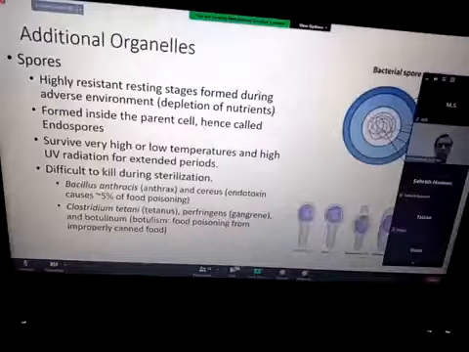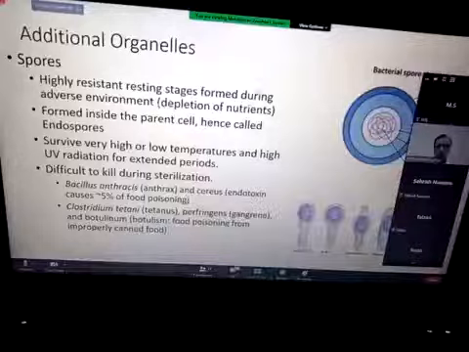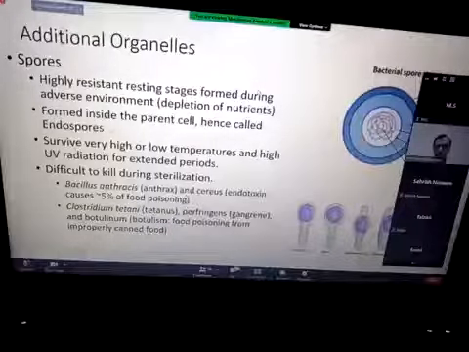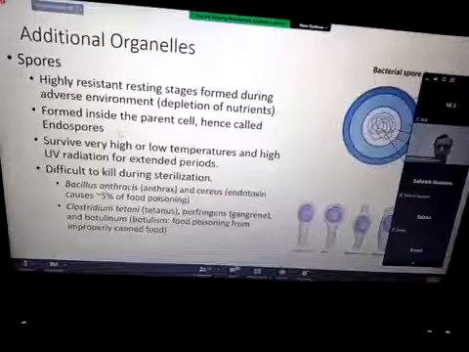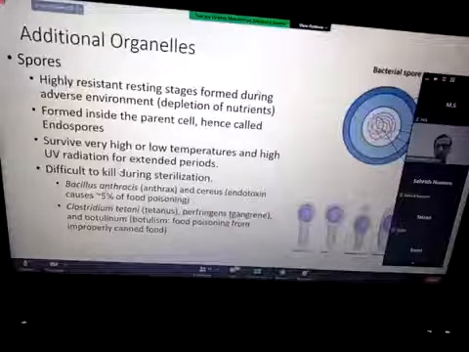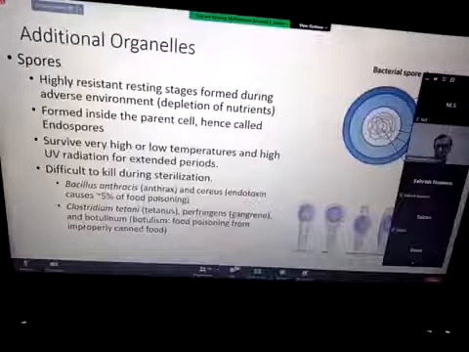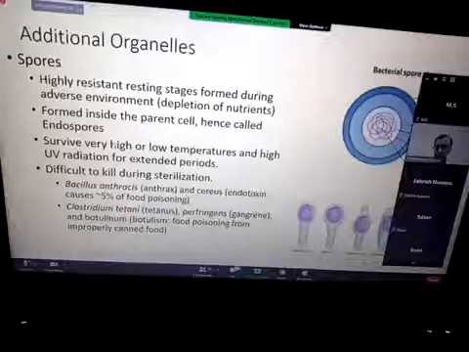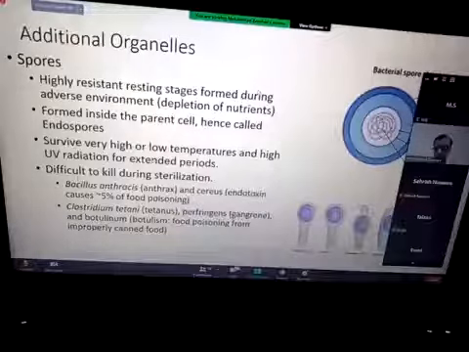Spores are usually highly resistant resting stages formed during an adverse environment, like depletion of nutrients. They are formed inside the parent cells and are called endospores. Endospores are very important as they survive tough conditions like radiation and high and low temperatures. They are difficult to kill during sterilization, which helps their survival, as they do not get sterilized and killed in low temperatures.